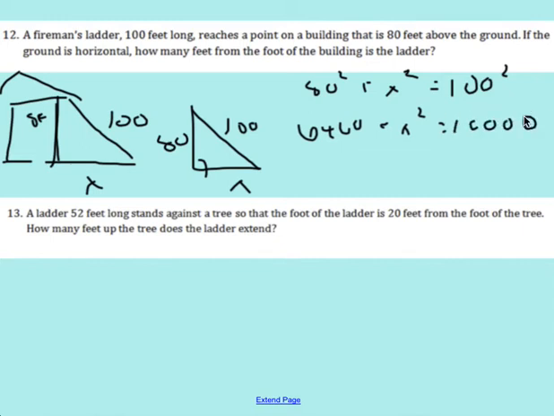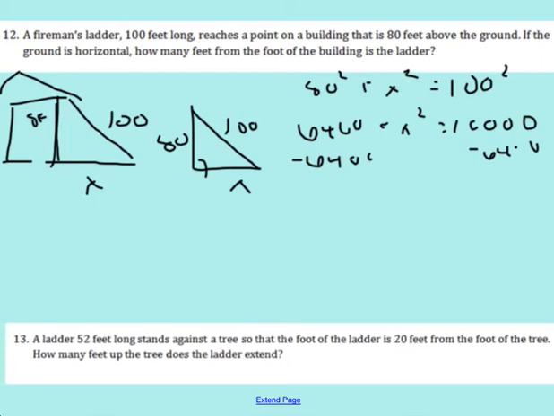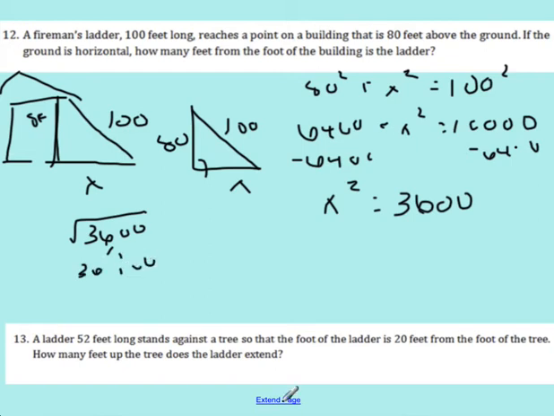So now what I'm going to do is subtract 6,400 from both sides. And bring this on down so it's out of my way. And I end up getting x squared is equal to 3,600. So that actually does form a perfect radical. But let's say you didn't know that. So you have 3,600. You can divide that up into 36 and 100.